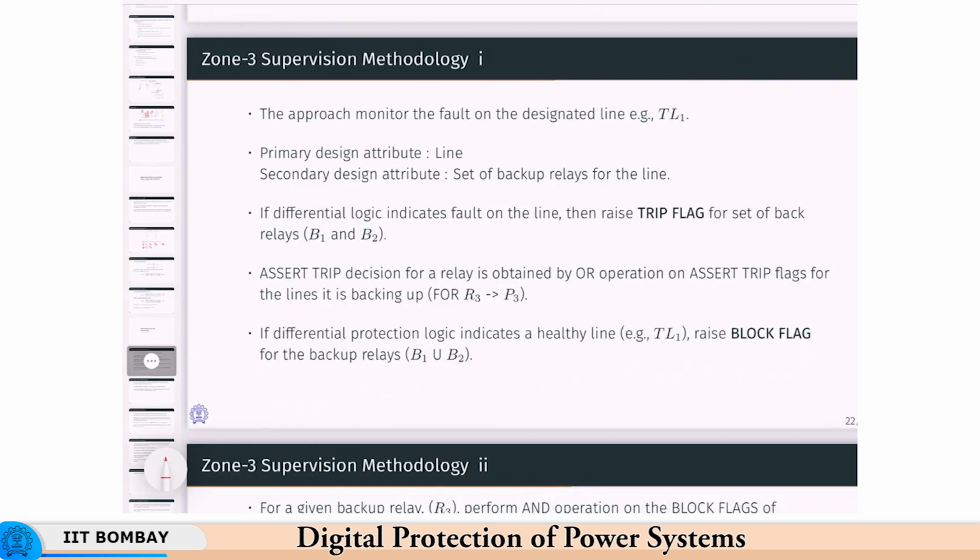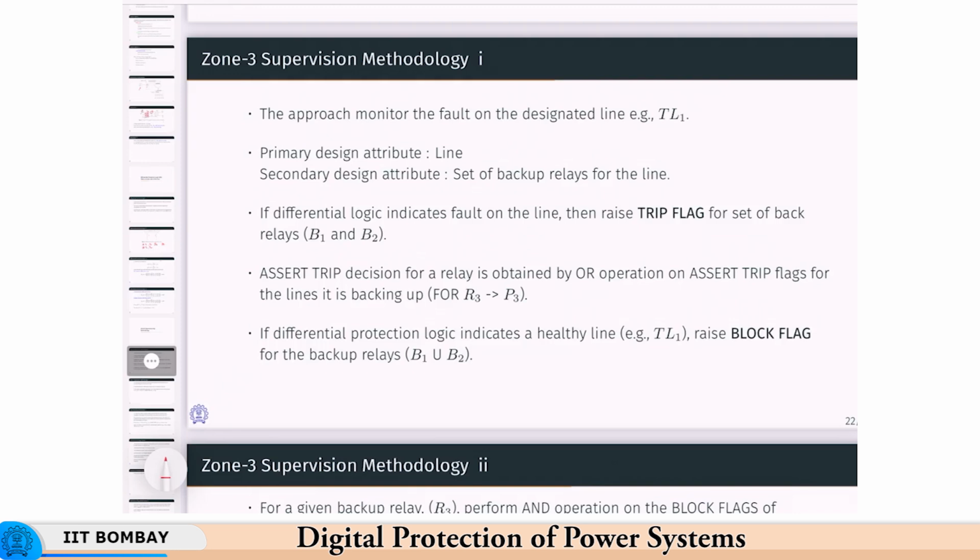Then if the differential logic indicates a fault on that line TL1, because we are comparing the difference currents in each sequence component on the two ends of TL1, and if the current is higher than the threshold epsilon that we have set for each sequence component, then the trip flag is raised for the set of backup relays. Okay.